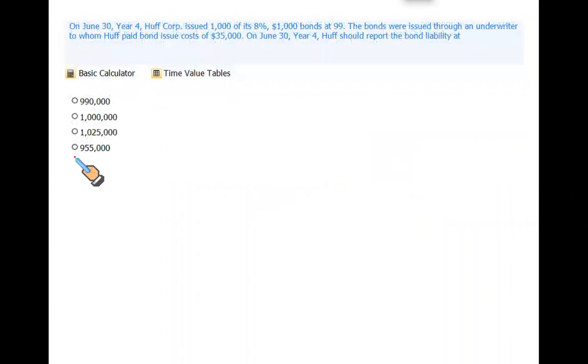Next, on June 30th, year 4, Huff Corporation issued 100,000 of its 8%, 1,000 bonds at 99. This is the number of bonds, 1,000 bonds, 8% is the coupon, $1,000 is the face value, par value, nominal value. Issued at 99% means 1% is discount.